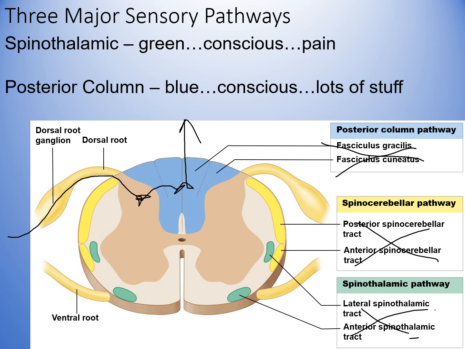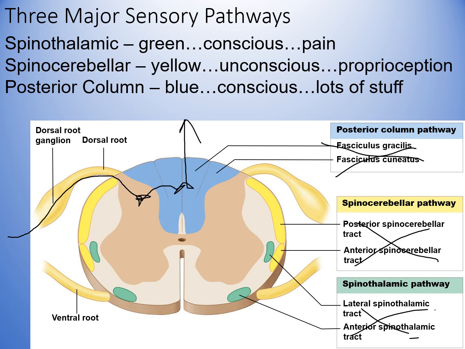There's the posterior column, which is not named for its origin and destination, but that's the big blue area here. It's named more for its location on the spine in the posterior column of white matter. It carries tons of stuff: pressure, temperature, even a little pain, but most of it is conscious things.